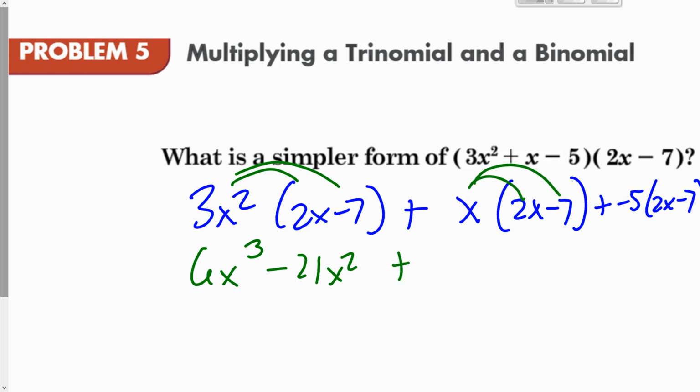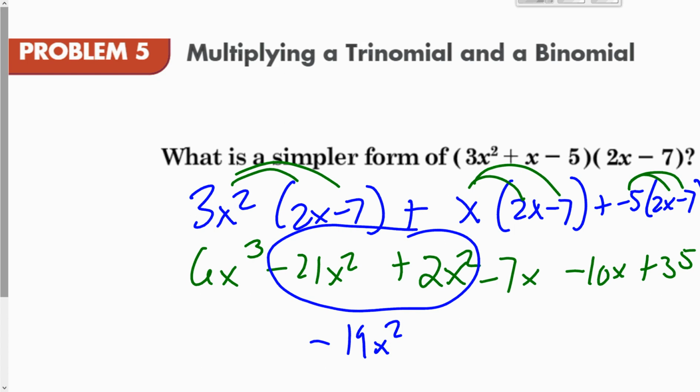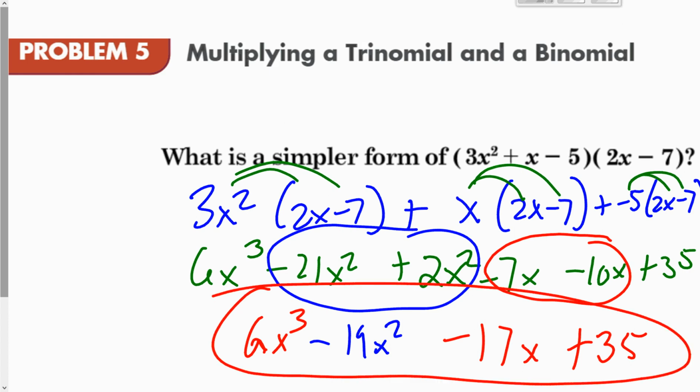So I get a positive 2x squared minus 7x. Distribute this one, so we get a negative 10x and a positive 35, because a negative times a negative is a positive, sorry. Okay, now we can combine like terms again, right? These two both have x squared, so I owe $21, I pay back 2, I still owe $19. I have negative 7x and a negative 10x. I owe 7, I owe 10 more, I owe $17x, right? And then plus 35, and then 6x cubed here. And so that would be my final product there.